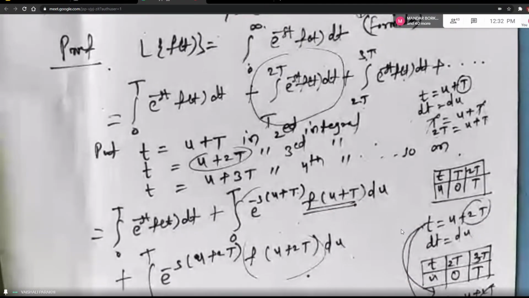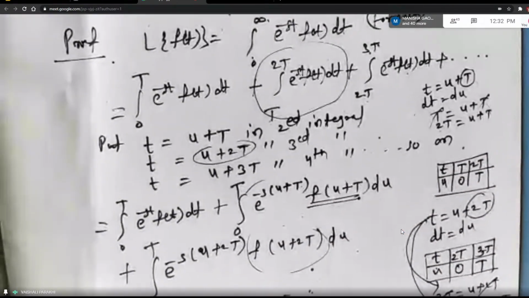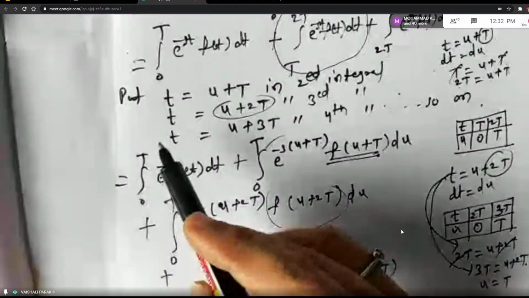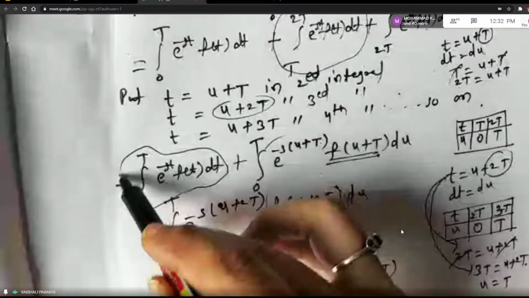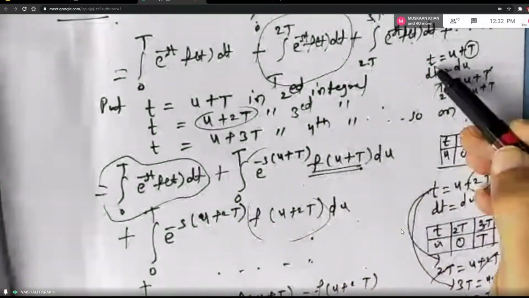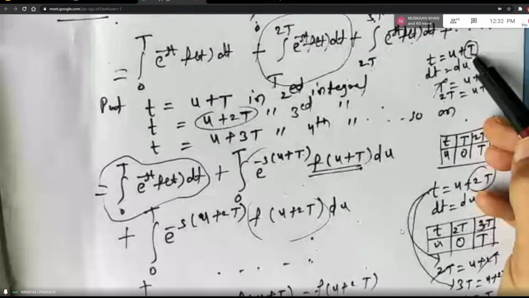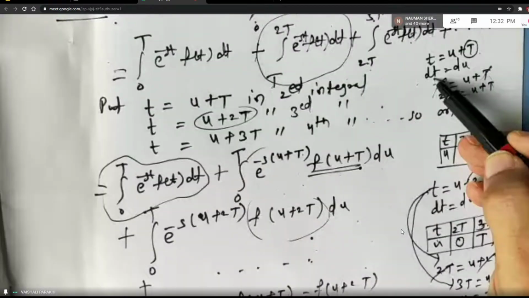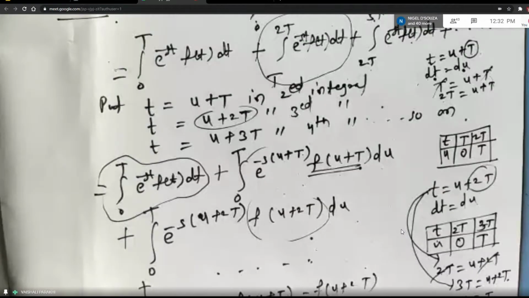Okay. Now these substitutions, when you use, there will be some changes in the integrals. So see carefully, students. First integral, as I said, I am not touching at all. So this integral is as it is. In the second integral, I am putting t is equal to u plus T. So what will be dt? dt will be du, right? Because derivative of capital T will be 0. Capital T is finally some constant, right?